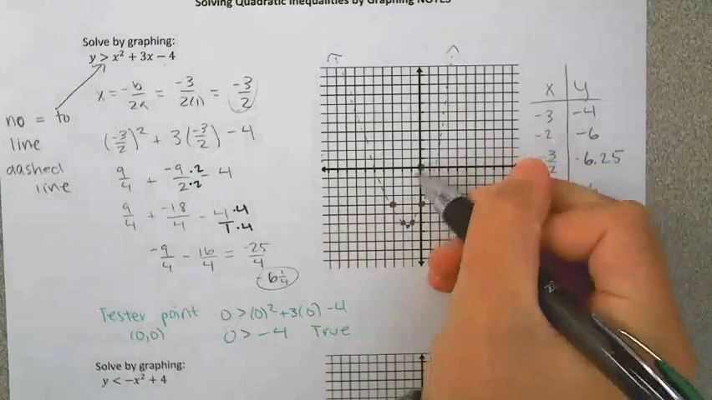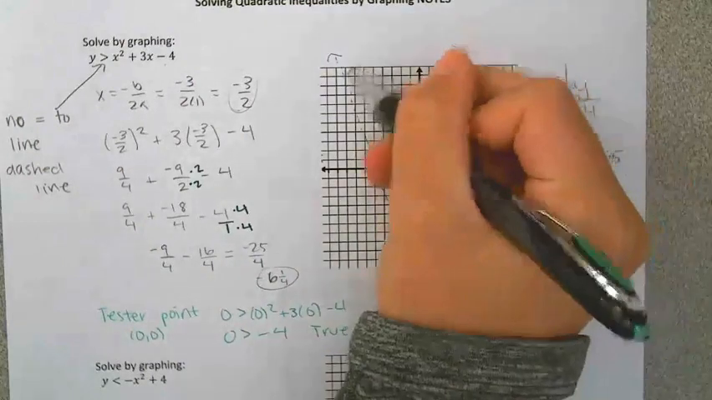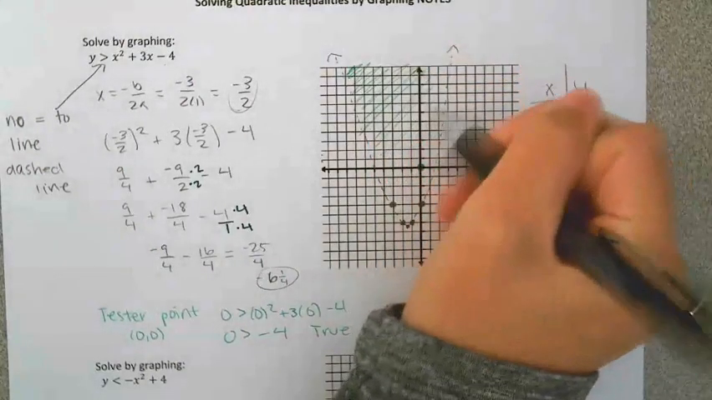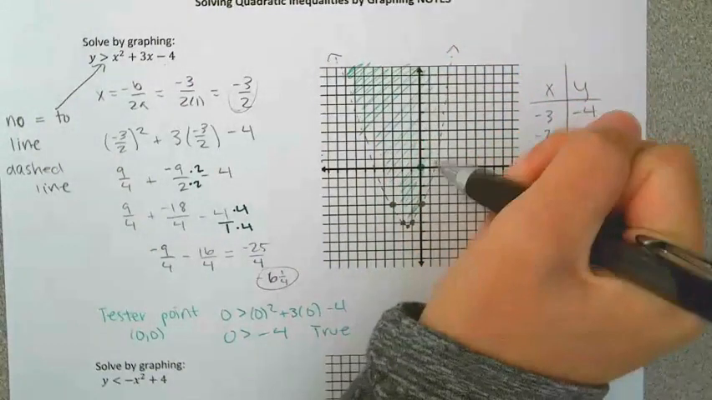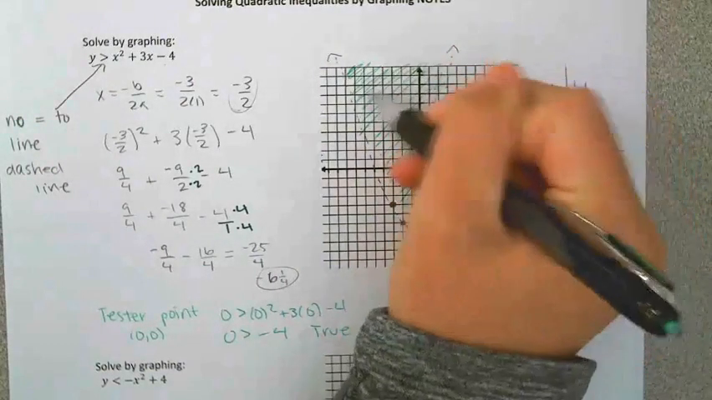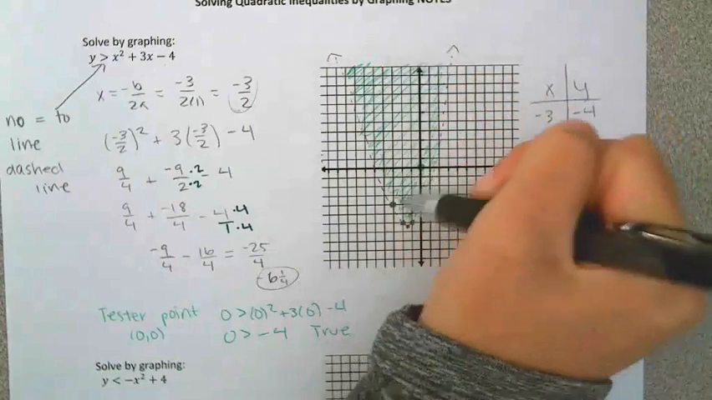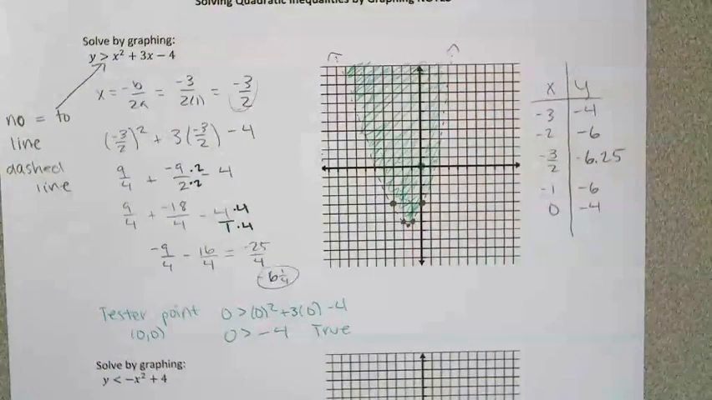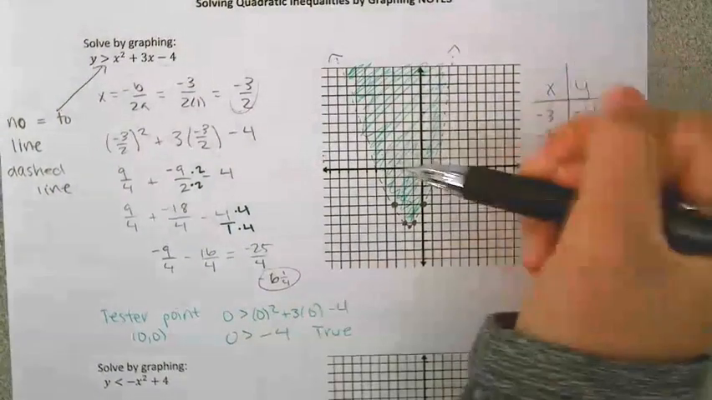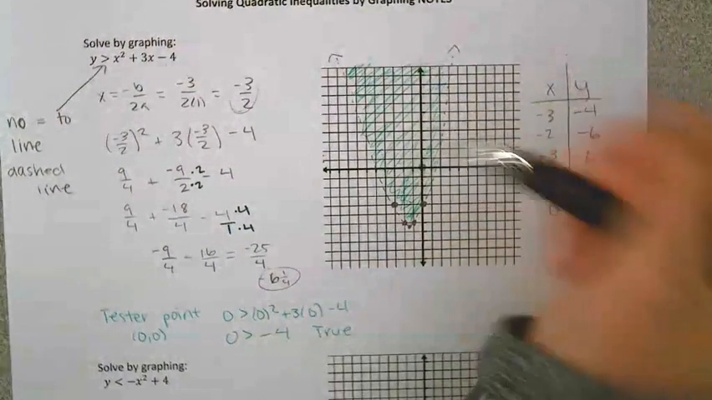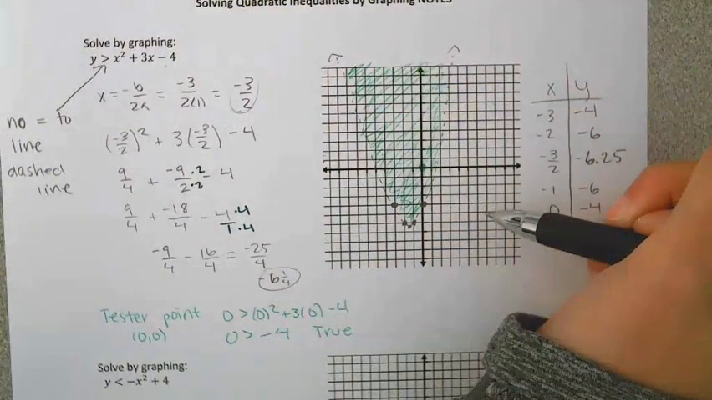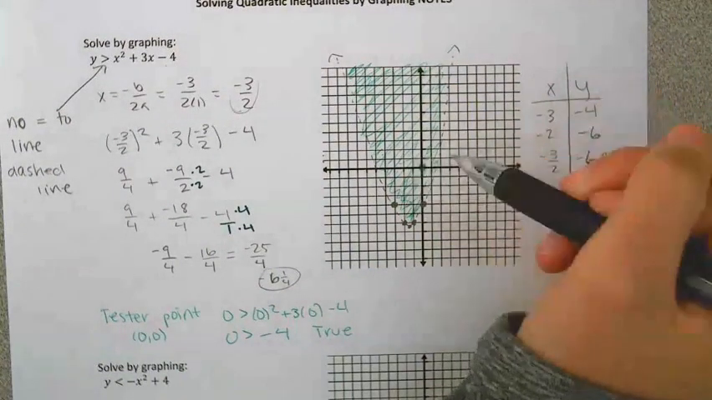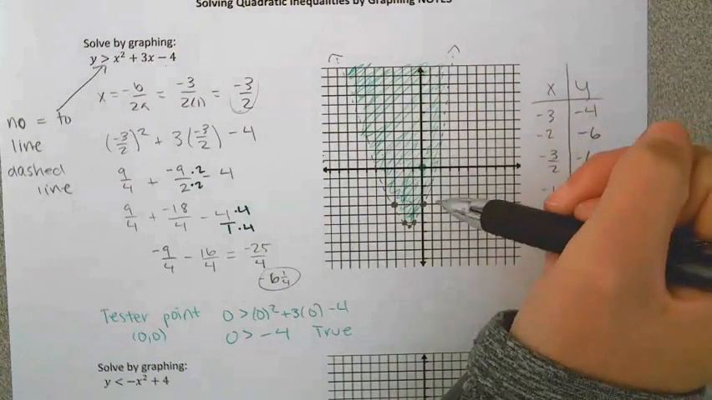So I'm going to shade the zone where my tester point is, because that gives us a true statement. A little bit of information about your tester point: always pick a tester point that's entirely on the inside or entirely on the outside of your parabola, because if you pick something on the line, it's just going to reflect if it's a solid or dashed line.